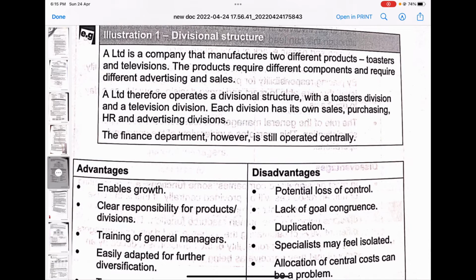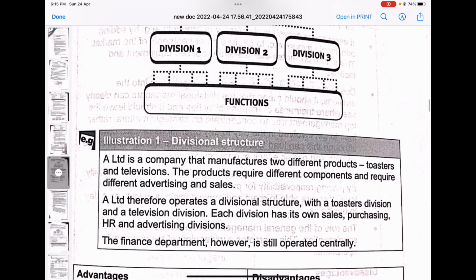And before we see the advantages and disadvantages, what do you think are the advantages and disadvantages of the product structure, of the divisional structure? Pause the video and try to answer it by yourself.